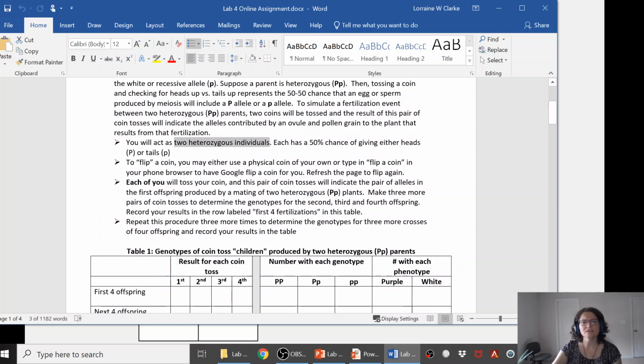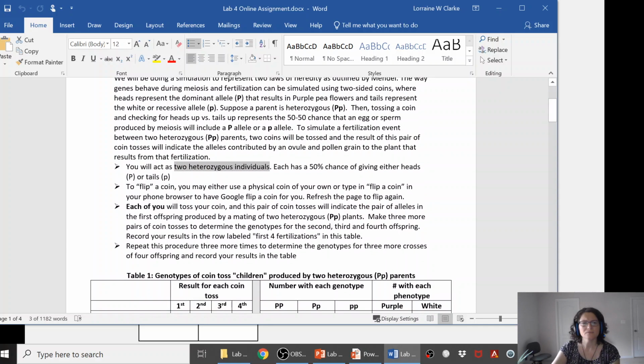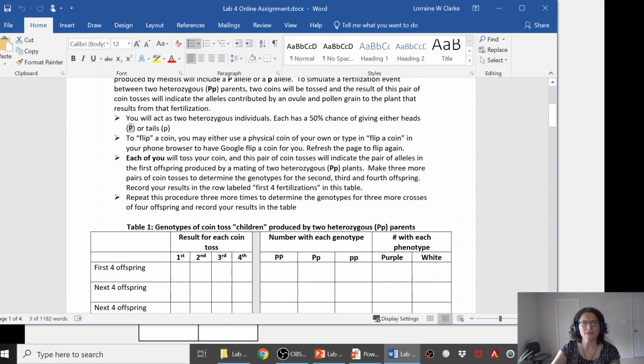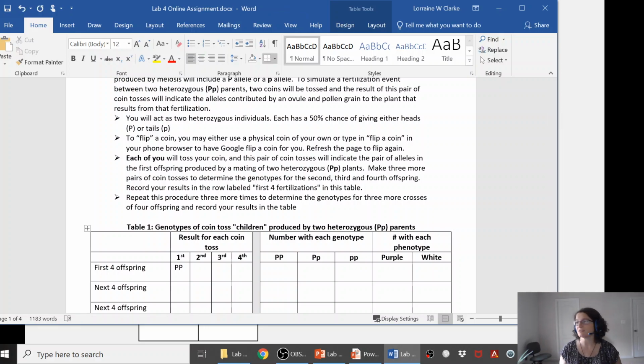So heads is going to be big P. Okay, let's flip another coin. Flip a coin. Heads. So for my first one, because I got heads, are both big P. That's my first offspring.